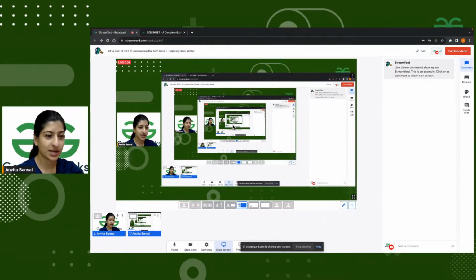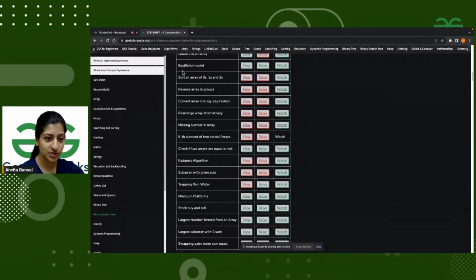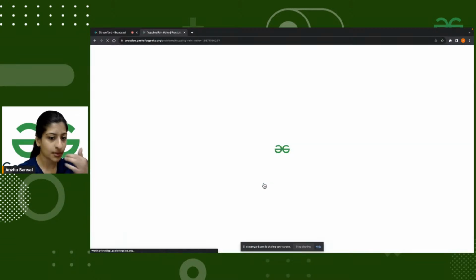Hi everyone, my name is Anvita Bansal and today we are going to discuss another problem, that is the trapping rainwater problem from your SDE sheet. So let's move to your sheet and see which problem we are solving today. This is trapping rainwater and you must have already gone through this problem. It has been asked in lots of interviews.